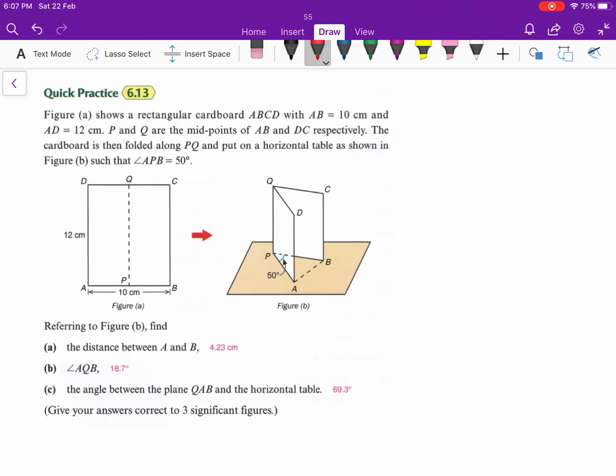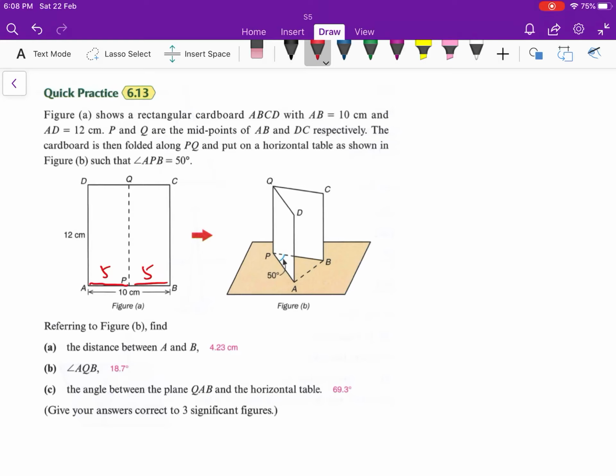Figure A shows a rectangular cardboard ABCD with AB length 10 cm and AD equal to 12 cm. P and Q are the midpoints. Midpoint means that we divide into half, so each one will be 5 cm. Okay, got it? The cardboard is then folded along PQ and put on a horizontal table as shown in figure B, such that angle APB equals 50 degrees.